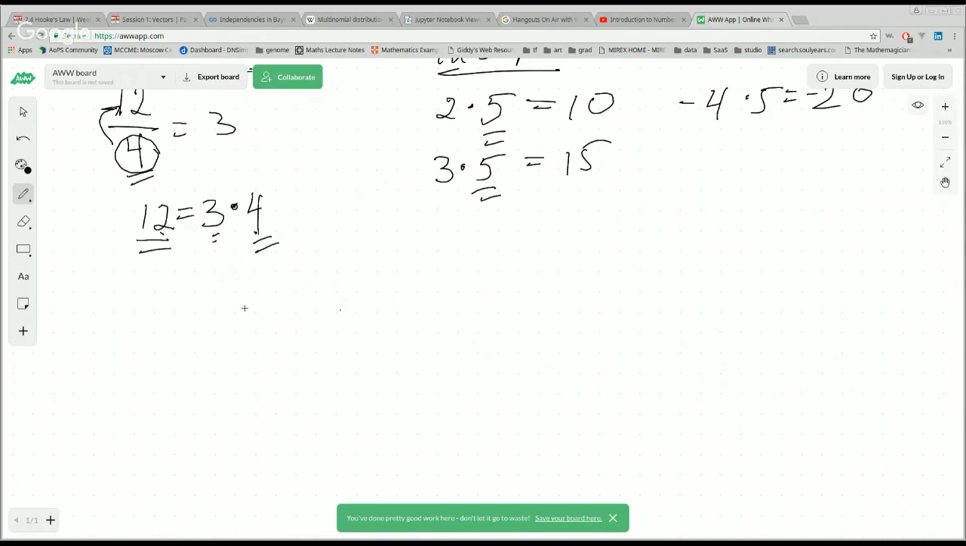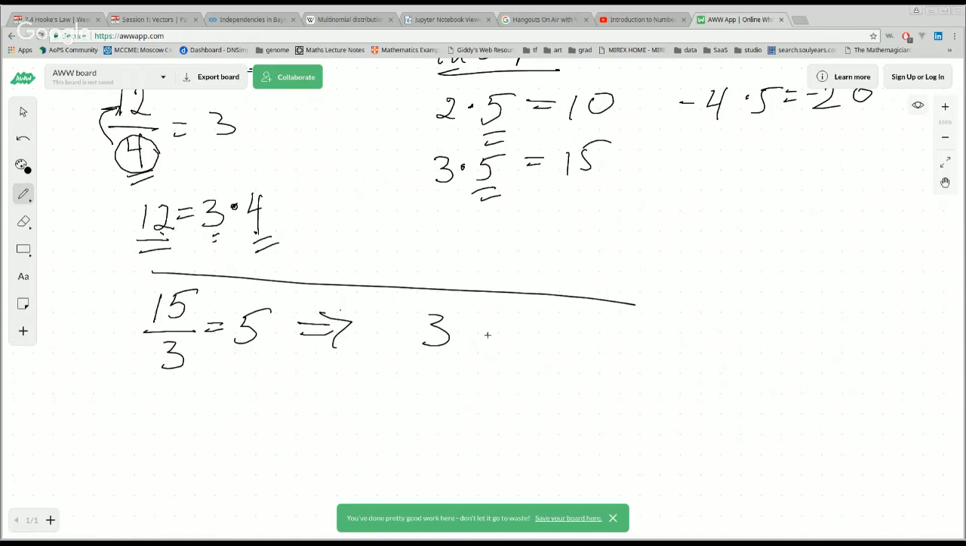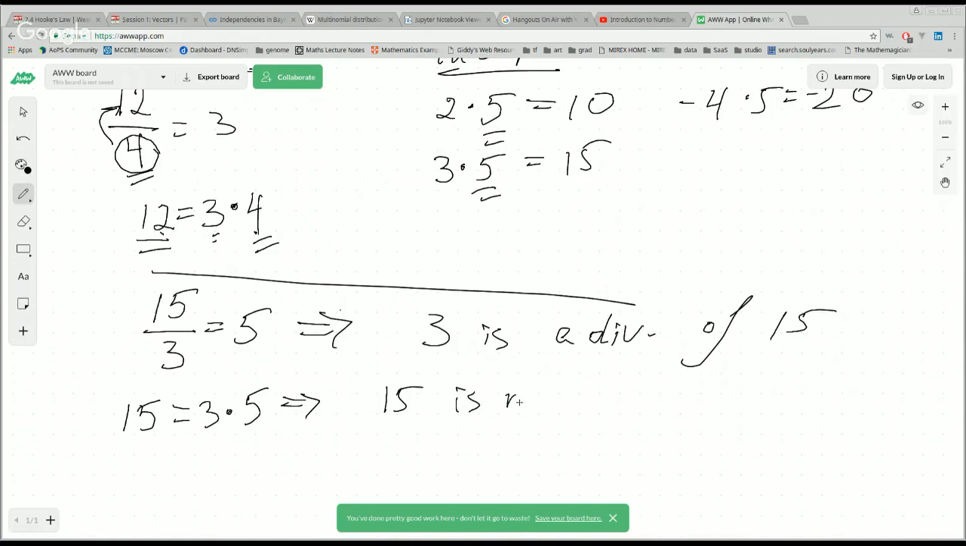So let's look at a different example to try to understand this better. Let's say we look at 15 divided by 3, and we know that equals 5, which is an integer. So as we learned, this implies that 3 is a divisor of 15. At the same time, if I were to multiply both sides of this equation by 3, I would get 15 equals 3 times 5, which means the number 15 is a multiple of 5. I need 3 5s to get 15. So this is a multiple of 5.